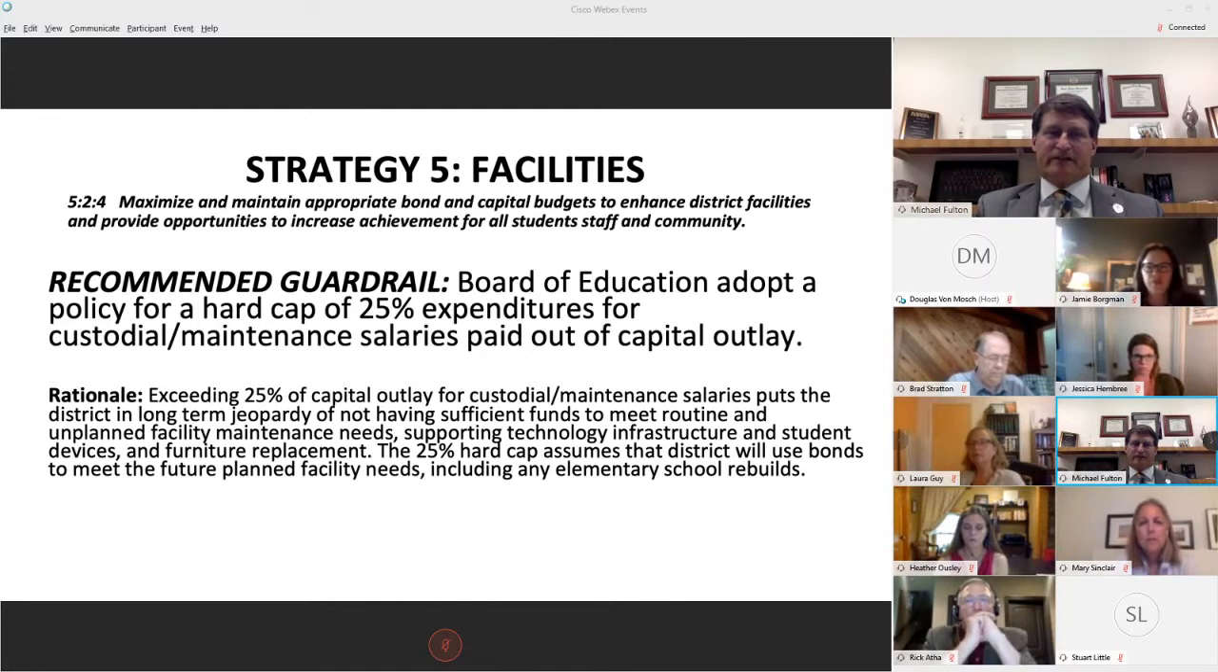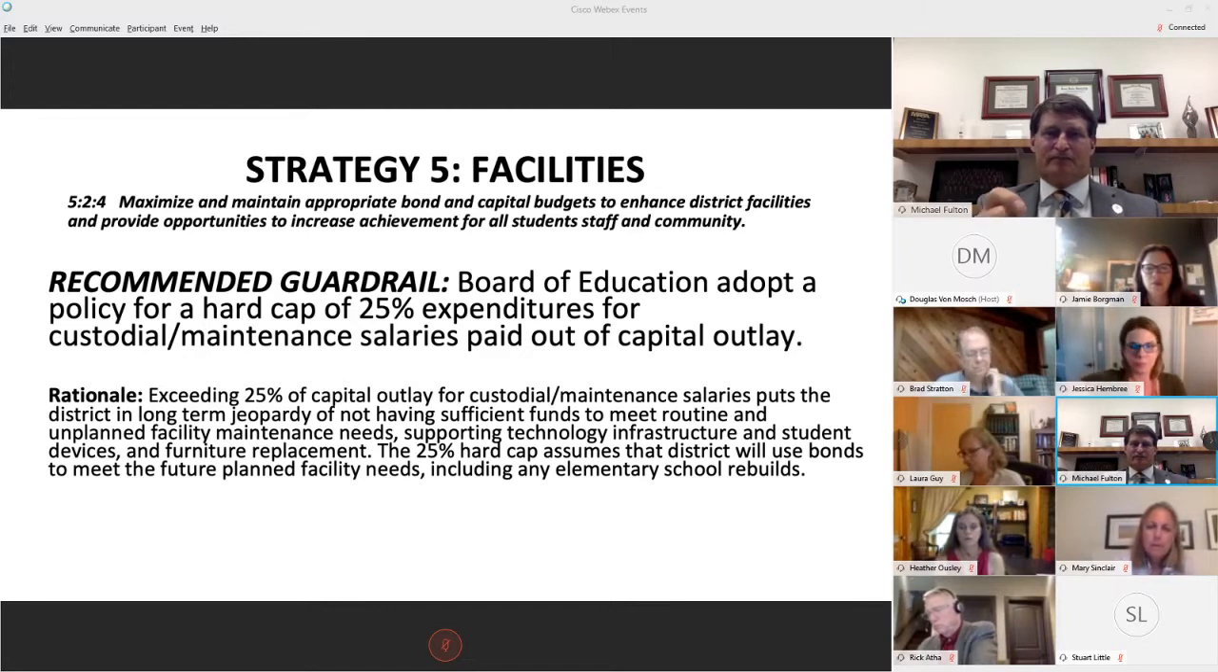That's why I'm recommending that the board consider a policy or a hard cap of 25% of capital outlay being used for custodial and maintenance salaries. That's a good balance of making sure that we are getting our needs met while using both our capital outlay and our bond in the right ways to make sure that we are providing the learning supports that are needed. Next slide, please.